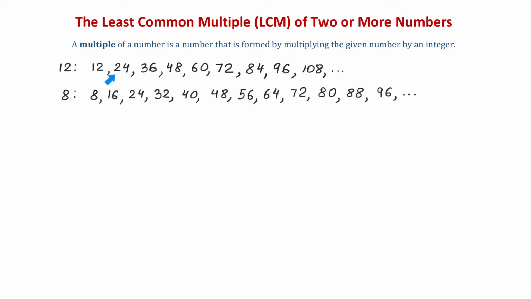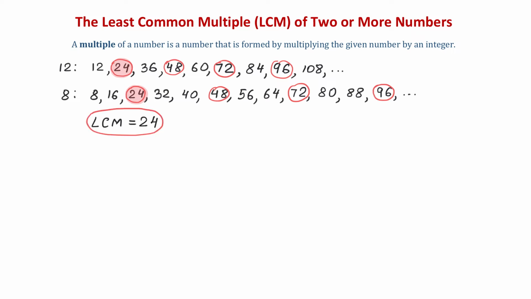Now notice that some of the multiples are the same for both 12 and 8. The ones that are the same are 24, 48, 72, 96, and the list will continue indefinitely. Out of all these multiples, the smallest one is 24. Then number 24 will be the least common multiple of 12 and 8. So this is one method of finding the least common multiple of two or more numbers.